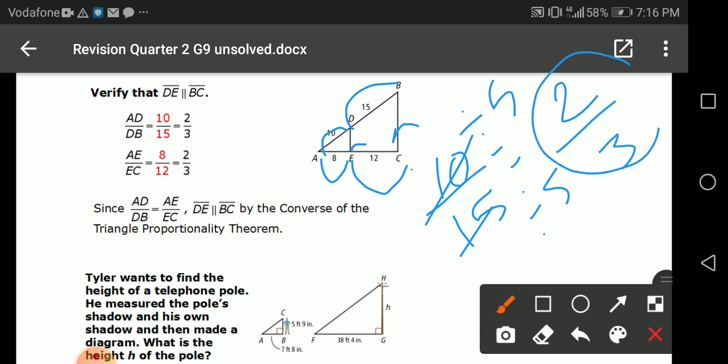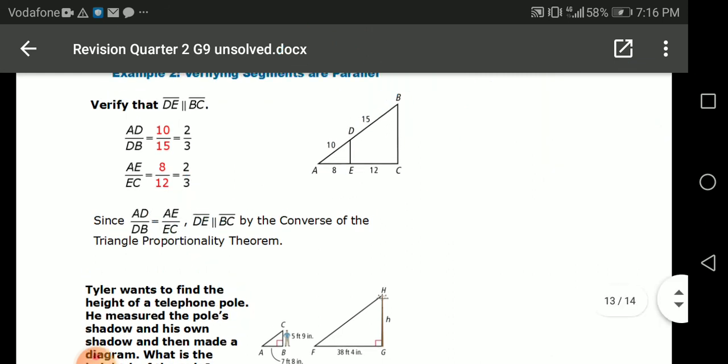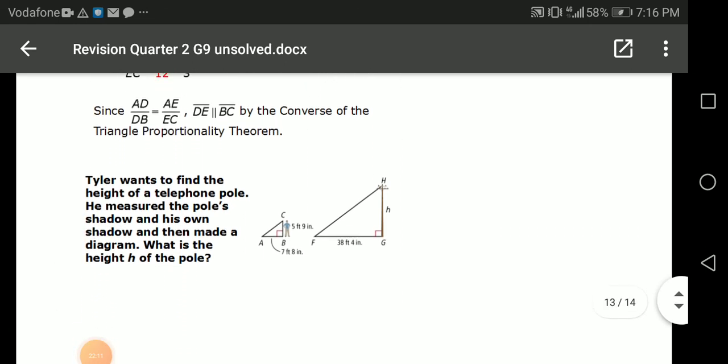What about AE over EC? It gives you 8 over 12, divided by 4, which gives you 2 over 3. So we have equal fractions here, so by the converse of the triangle proportionality theorem, segment DE is parallel to segment BC.